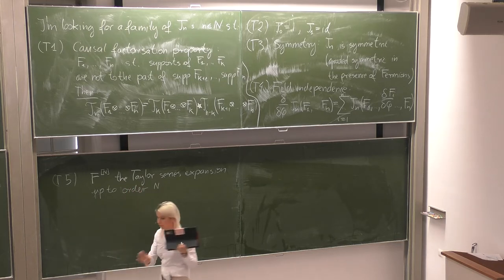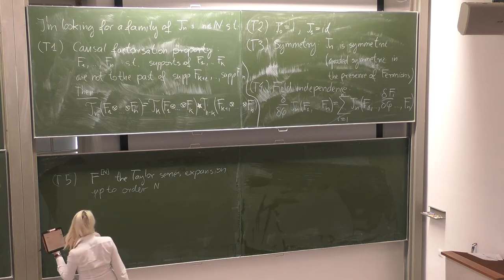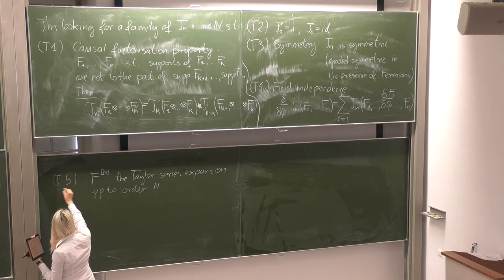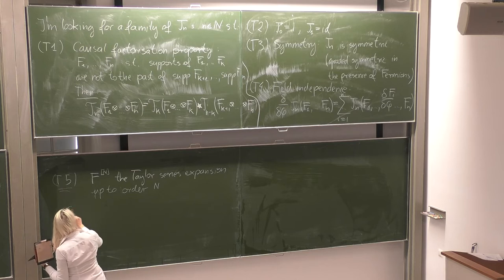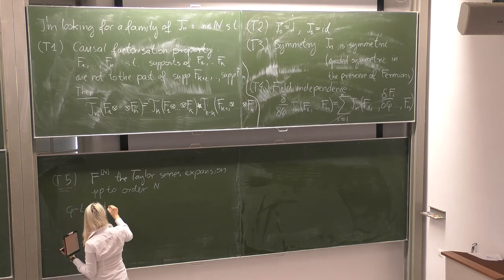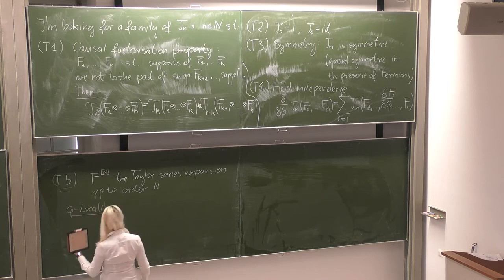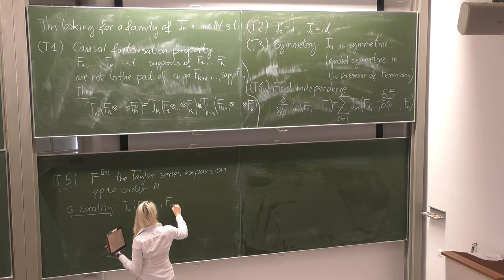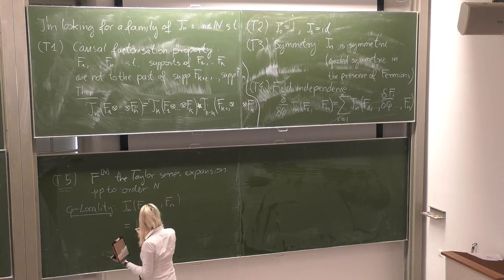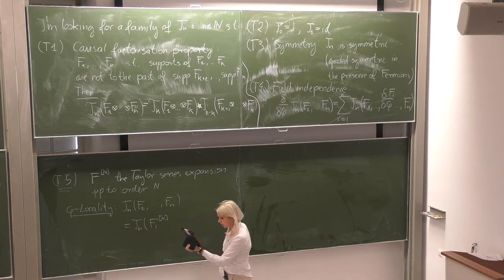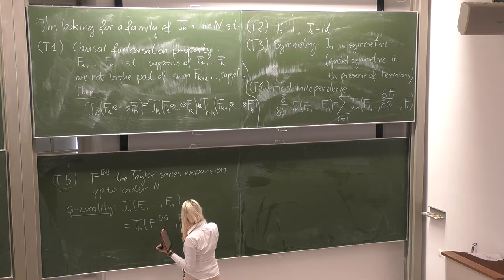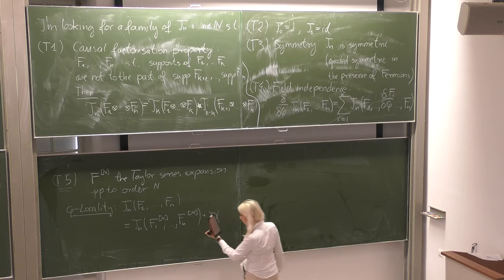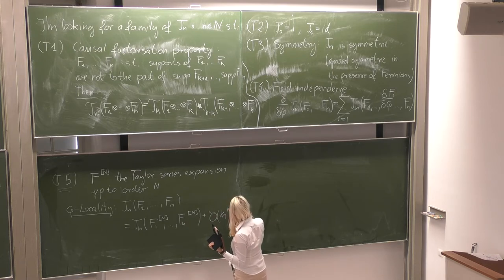Okay, so then the rest is cut off. So we have this T5, which for some reason is called phi locality. No idea why. It says that Tn of f1 to fn is equal to Tn of these Taylor series expansions up to order n, plus terms which are of the order h bar to the n plus 1.